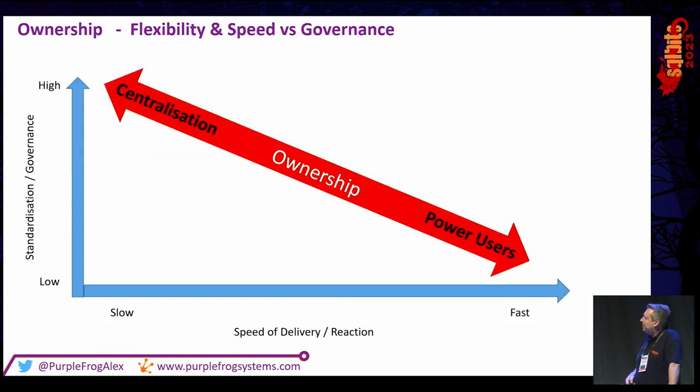With all of this, it gives us the ability to find our own line on this eternal battle between centralization and governance and distribution, flexibility, and power to the people. You can choose where you want to be on that line now. Gone are the days where it was one or the other. And that really helps your whole governance and manageability of your estate.